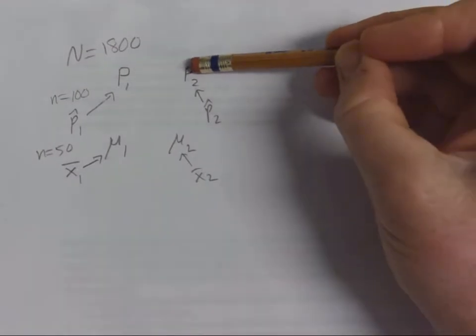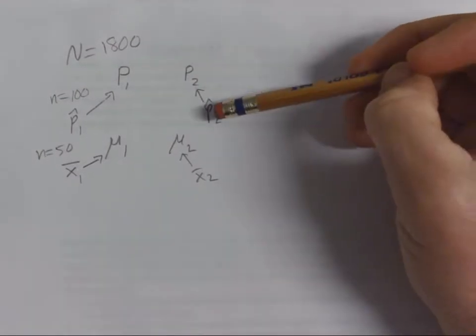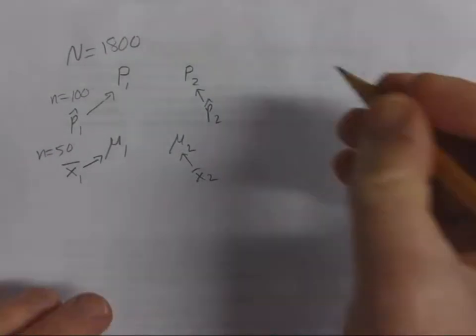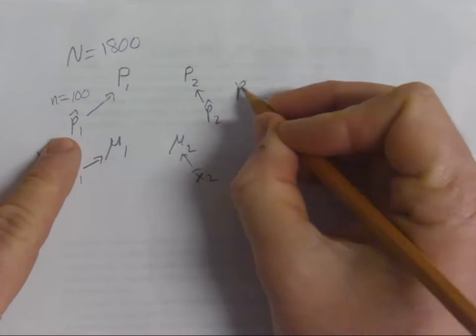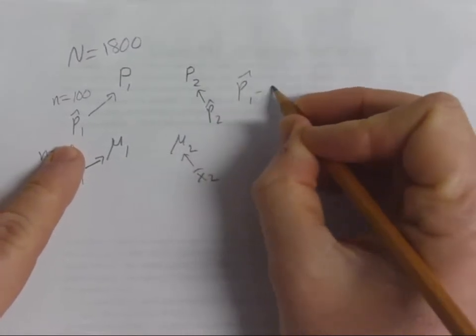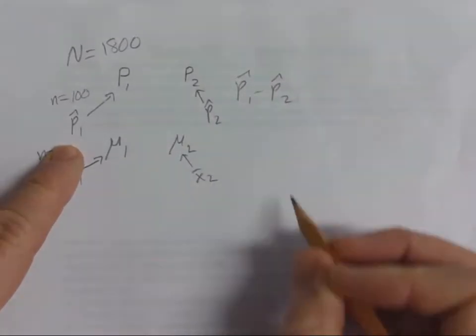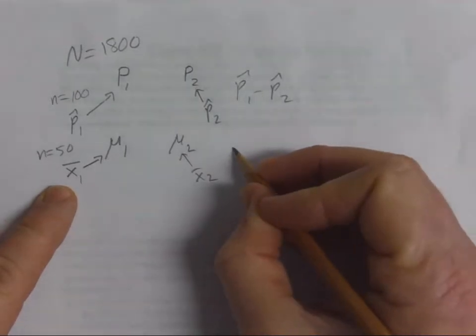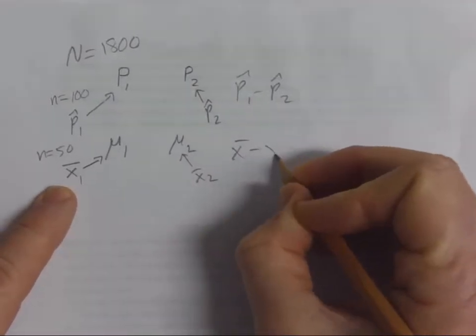But the terminology: there's the parameter and the statistic. So what we'll do is subtract these 2 sample values as an estimate for the true difference. And do the same thing here. We'll subtract these 2 sample values.